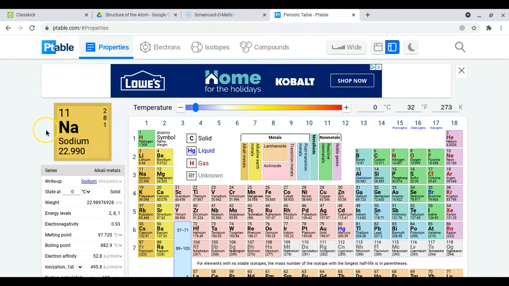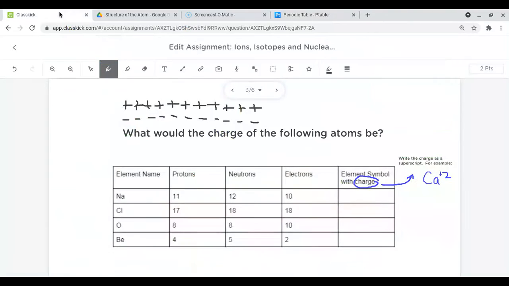In a neutral atom, which means that the amount of protons are equivalent to the amount of electrons, the amount of positives are canceled out by the amount of negative charges. This tells us that we have 11 protons and 11 electrons, the atomic number that is. The amount of neutrons, you should know this by now, I calculate by rounding the mass to its nearest whole number, 23 minus 11. That gives me 12 neutrons. So in a neutral atom, I have 11 protons, 12 neutrons, and 11 electrons.